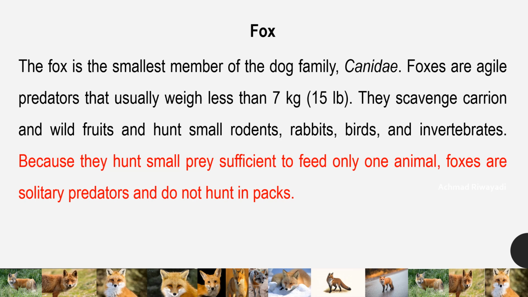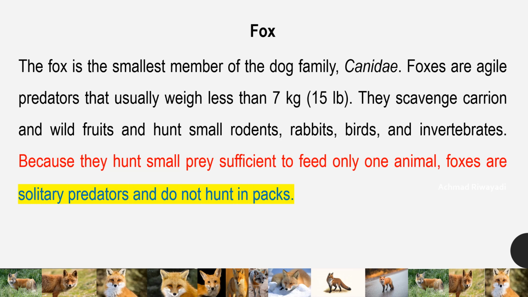This is paragraph 1. Perhatikan kalimat yang berwarna merah. Because they hunt small prey sufficient to feed only one animal, foxes are solitary predators and do not hunt in packs. Ada kata kunci pada kalimat yang merah ini yang berkaitan dengan pertanyaan nomor 1, yaitu foxes are solitary predators and do not hunt in packs. Bahwasanya rubah merupakan predator solitaire, artinya tidak berburu secara berkelompok. Maksudnya berburu secara individu atau sendiri-sendiri.